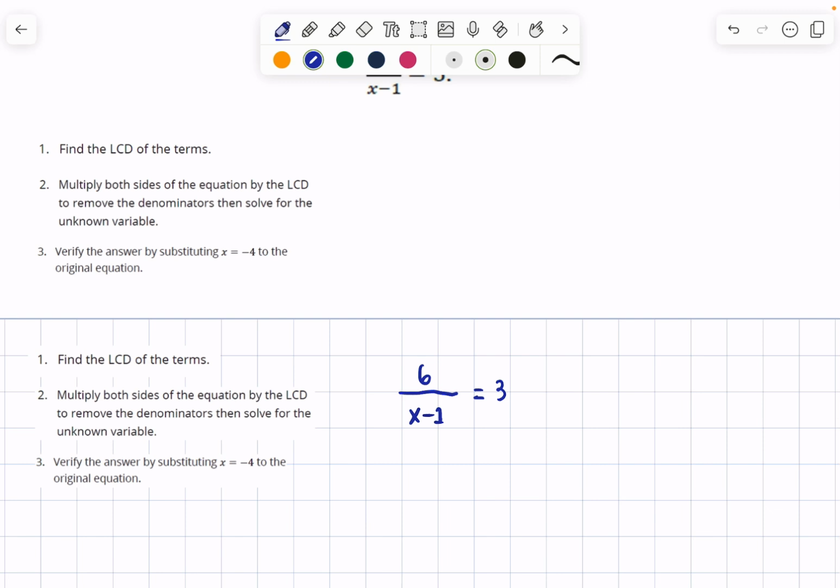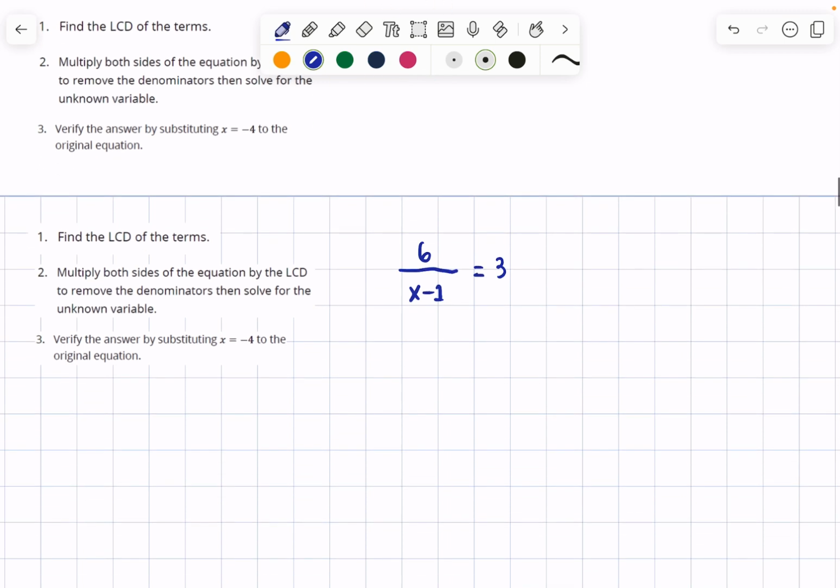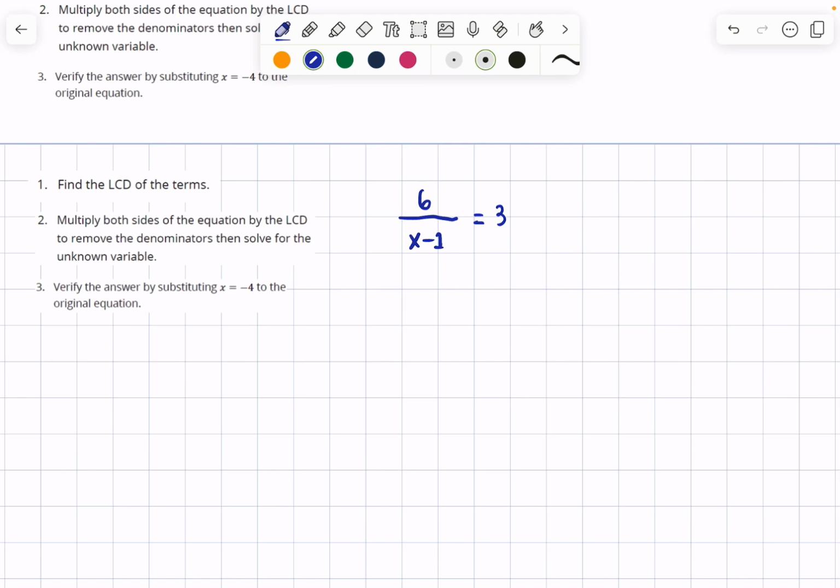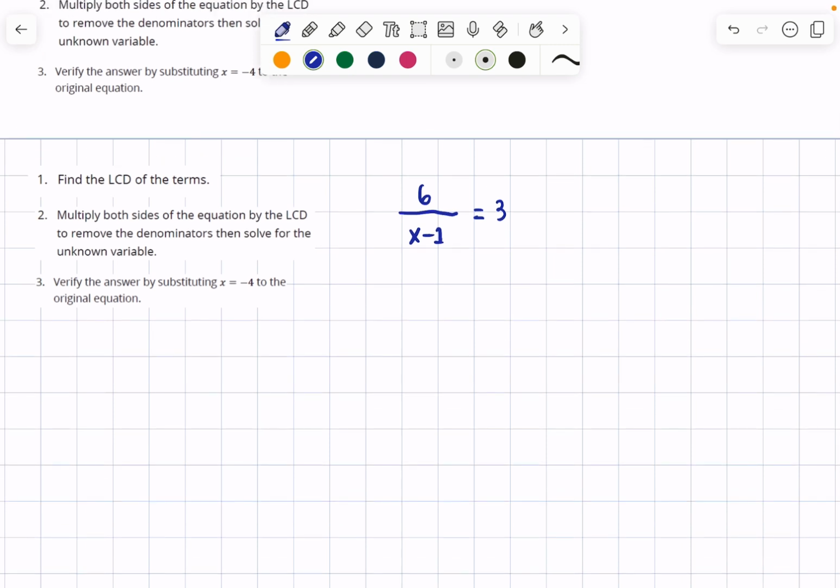We have 6 over x minus 1 is equal to 3. The first step is to find the LCD of the terms. As we can see, 6 has a denominator of x minus 1 and 3 has a denominator of 1. Their LCD is x minus 1. The next step after finding your LCD is to multiply your LCD to both sides of the equation.